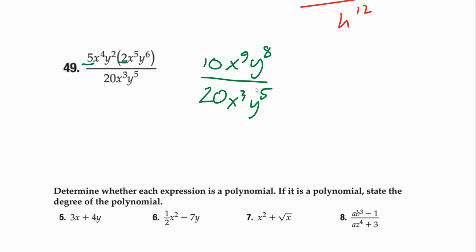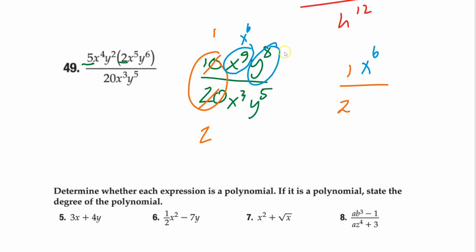Right, now we simplify. Let's do the numbers first. 10 over 20 is just 1/2, 1 on top, 2 on the bottom. Then let's do the powers. Remember, I just like to look at which one has more. For my x's, I have more x's on top by 6. And on my y's, I have more y's on top by 3. And there you go. 1/2 x^6 y cubed. So that's how you simplify.